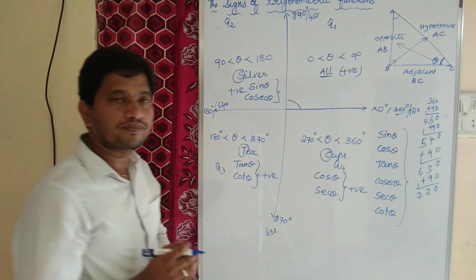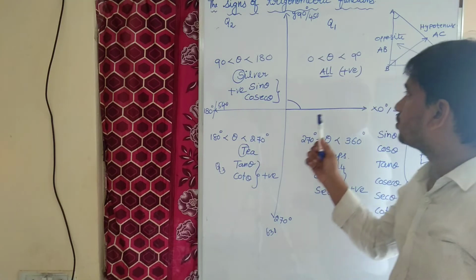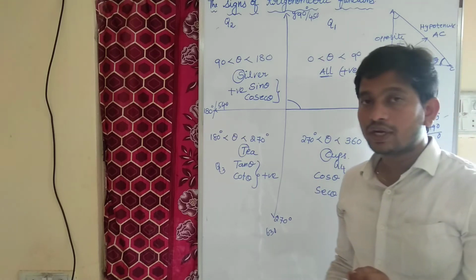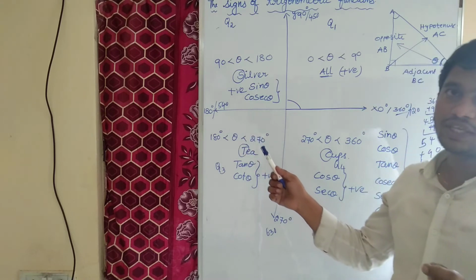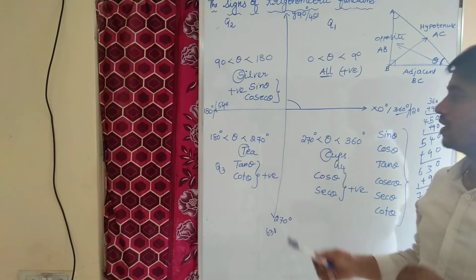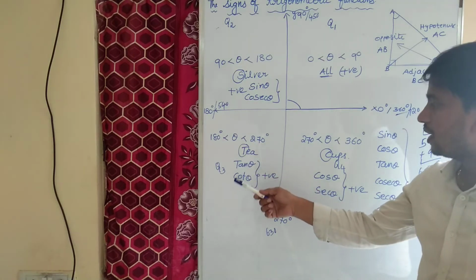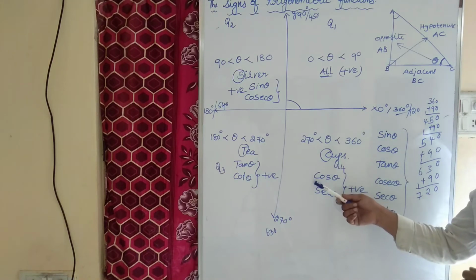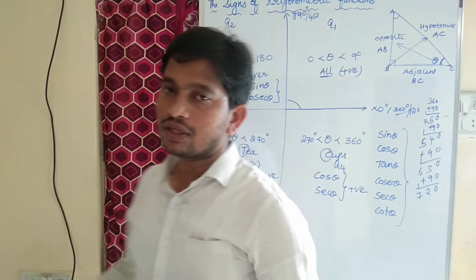Is it clear children? All silver tea cups. In first coordinate, all trigonometric ratios are positive. In second coordinate, sin theta, reciprocal of sin theta, cosec theta will be positive. Coming to third coordinate, tan theta, reciprocal of tan theta, cot theta will be positive. In fourth coordinate, cos theta, reciprocal of cos theta, which is sec theta, will be positive.